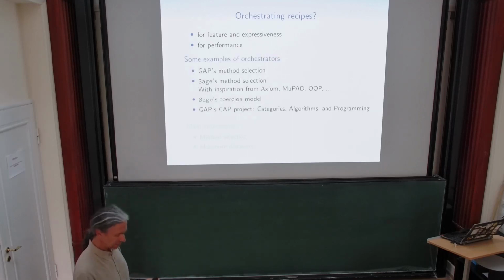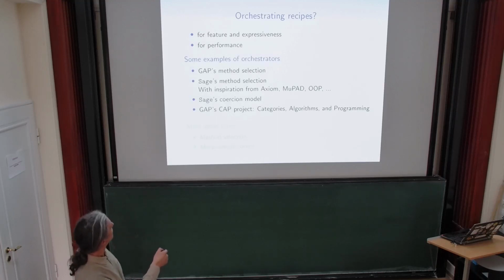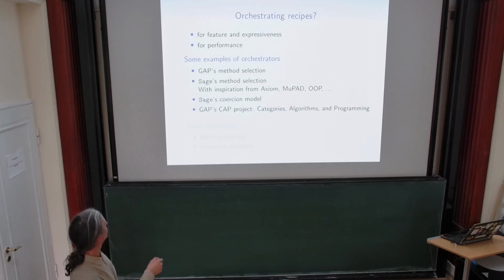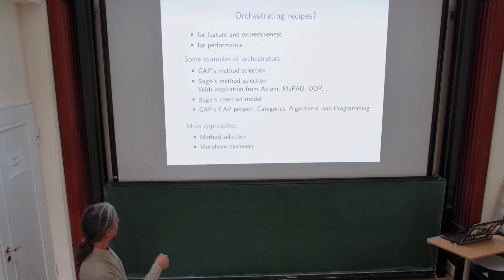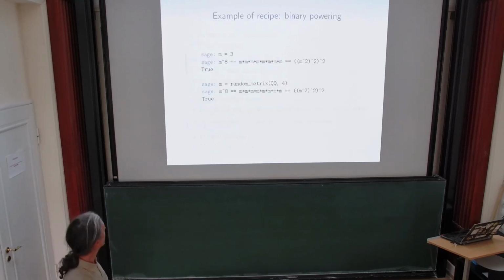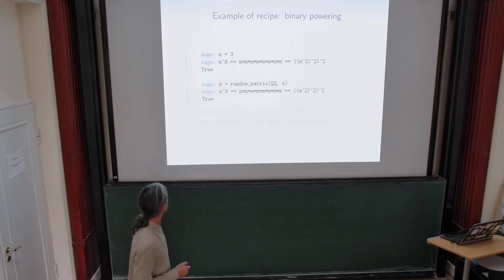So different systems have developed different methods. In GAP, you have a GAP selection method. Sage has method selection, which is inspired from Axiom with object-oriented programming. You have a coercion model and so on. The main things are method selection: I want to compute this, which recipe should I pick for this? And doing discovery of homomorphisms. All right, let's take a very simple example just to see how it goes.